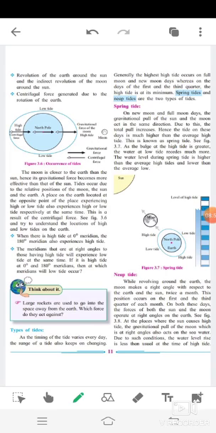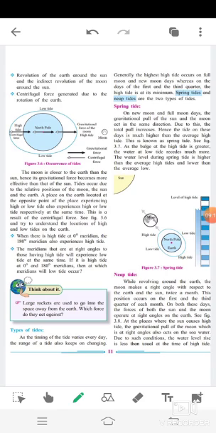A place on the earth located at the opposite point of the place experiencing high or low tide also experiences high or low tide respectively at the same time. This is a result of centrifugal force. See figure 3.6 and try to understand the location of high and low tides on the earth.